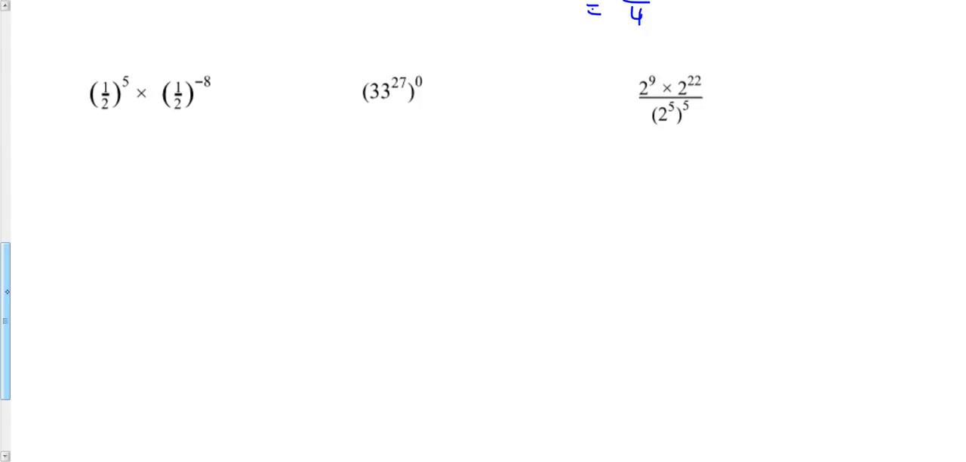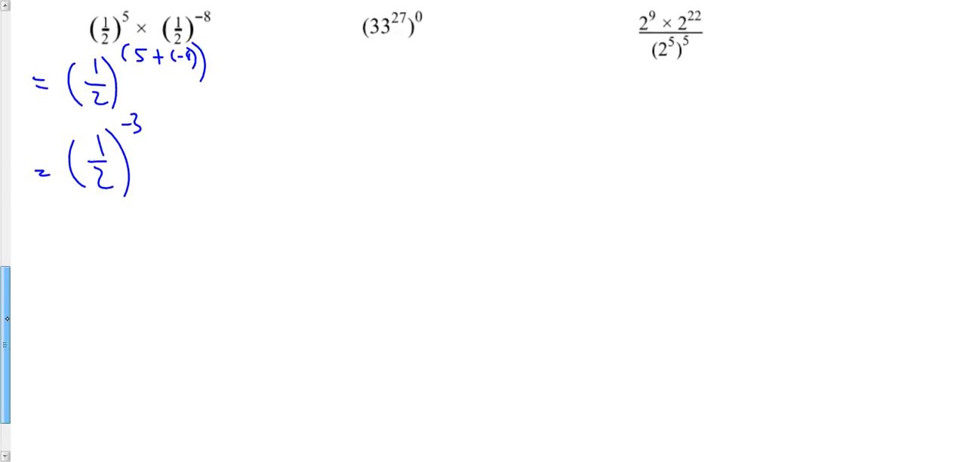If I continue to look on, here I've got halves. So again, powers with the same base. In this case, the base is 1/2. So my exponent is going to be 5 plus -8. So that's going to result in 1/2 to the exponent, 5 plus -8 gives me the exponent -3. I don't want to have a negative exponent, so that means I need to flip the base. So the 2 goes on top, the 1 goes on the bottom, and the exponent then becomes positive. So that becomes +8.